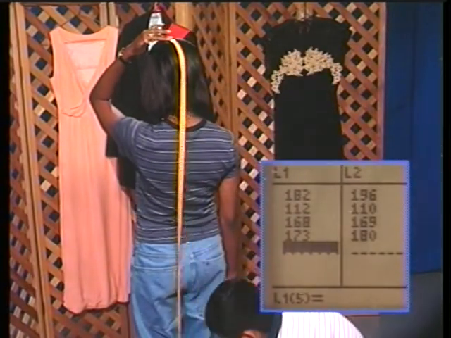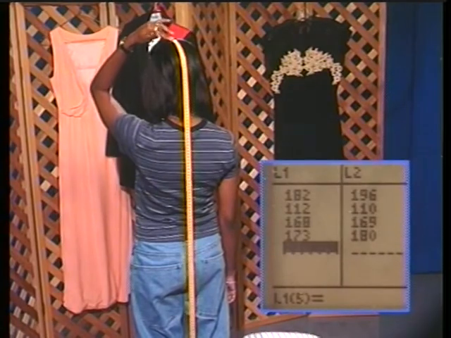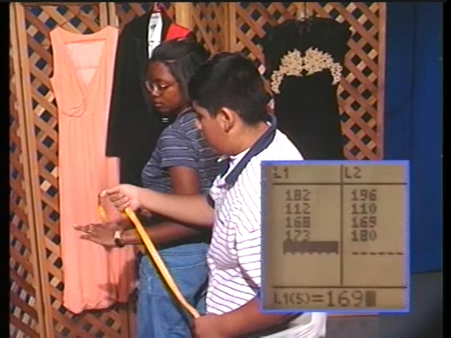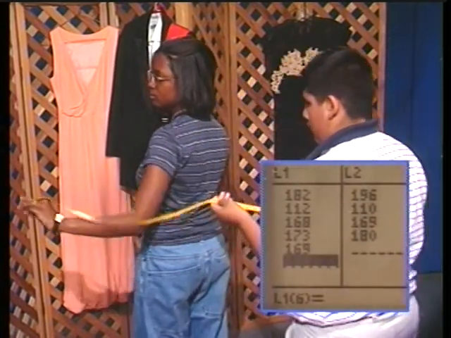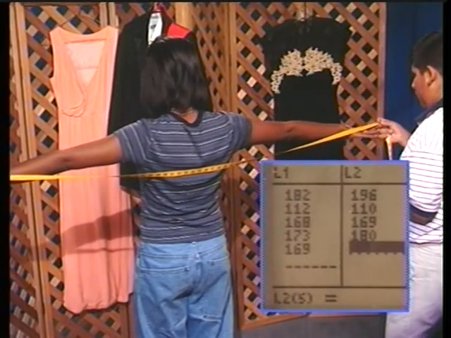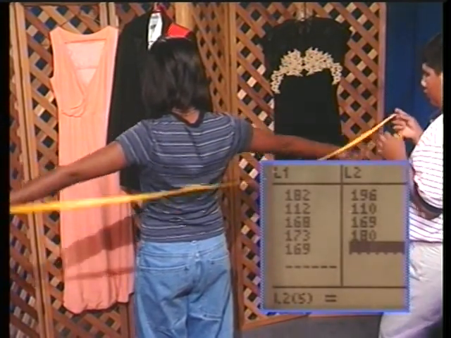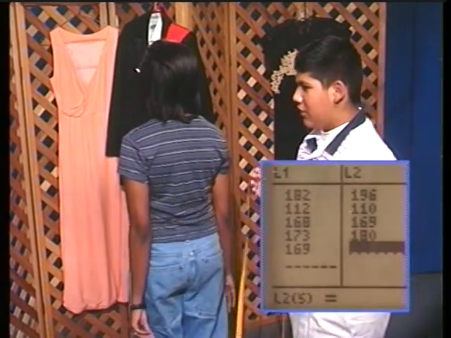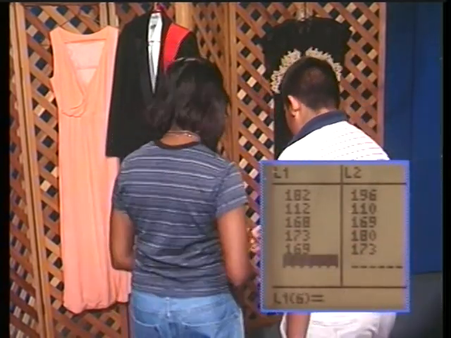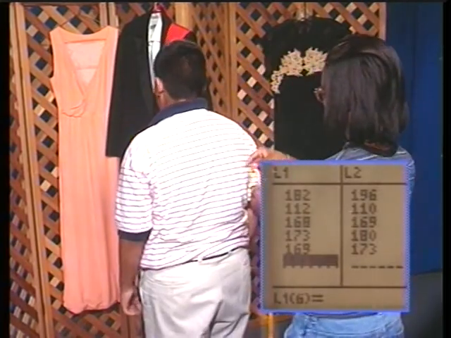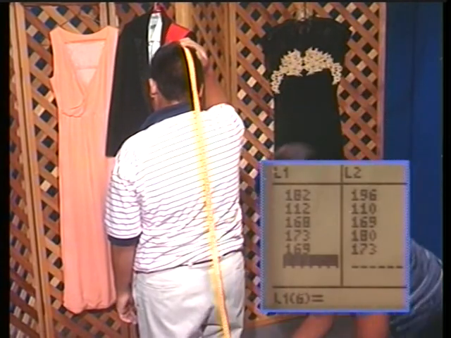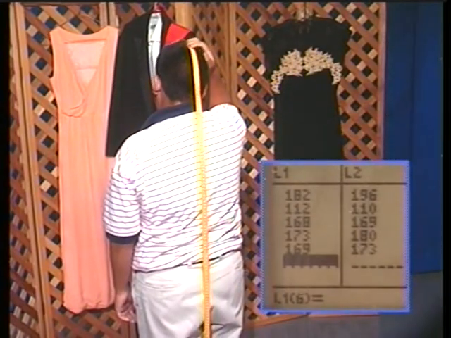Courtney's height, Uvaldo is measuring, is 169 centimeters. I'm entering the height in the L1 list since that is our independent variable list. Arm span for Courtney is 173 centimeters. Now Courtney will measure Uvaldo. Uvaldo's height will go in the L1 list. His arm span will go in the L2 list. L2 is a dependent variable list.